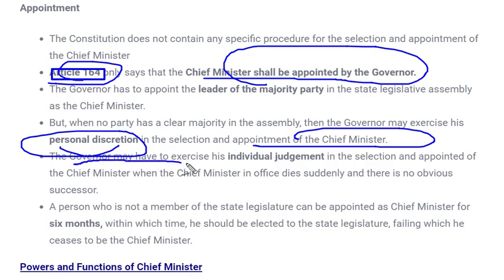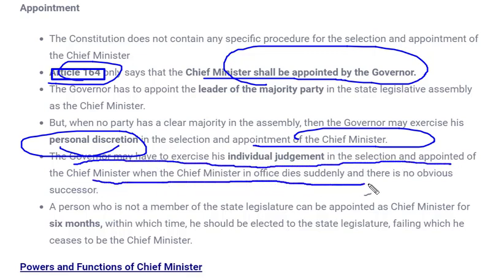Next, the governor may have to exercise individual judgment in the appointment of the chief minister when the chief minister in office dies suddenly and there is no obvious successor. In some cases, there might be possibilities that during the tenure of the state government, the chief minister dies. So in that case, the governor has the option to select a new chief minister.